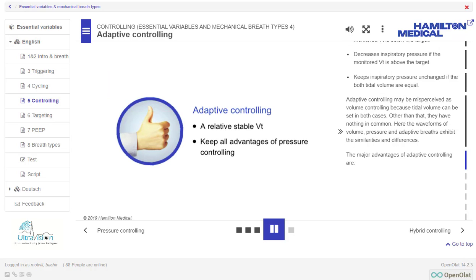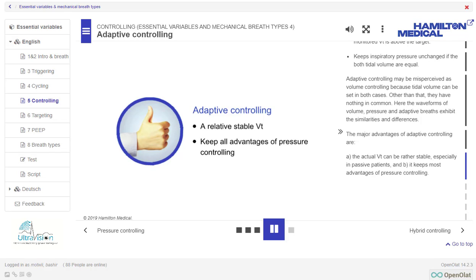The major advantages of adaptive controlling are: A. The actual VT can be rather stable, especially in passive patients, and B. It keeps most advantages of pressure controlling.